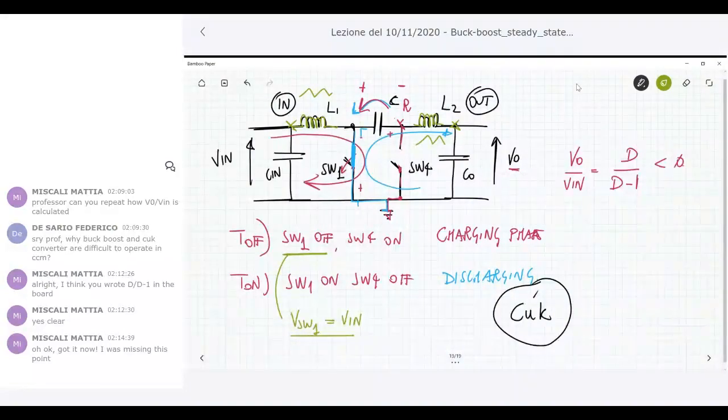For switch number 4, consider the maximum voltage it can have. When it is open, it is exactly the situation depicted in this figure. Switch 1 is on during T on, switch 4 is off, and the maximum voltage across the switch is V naught.